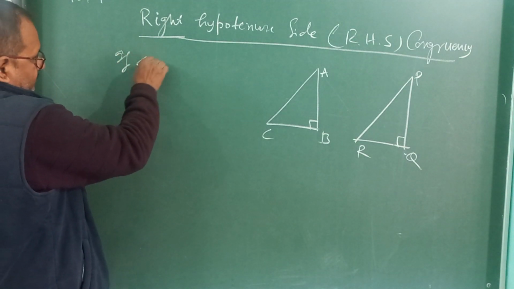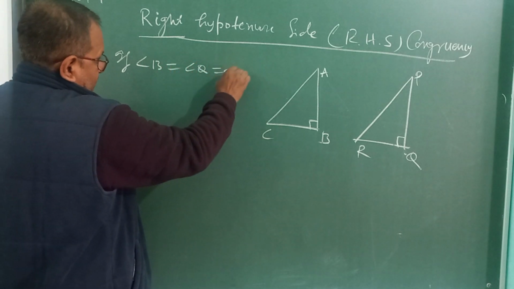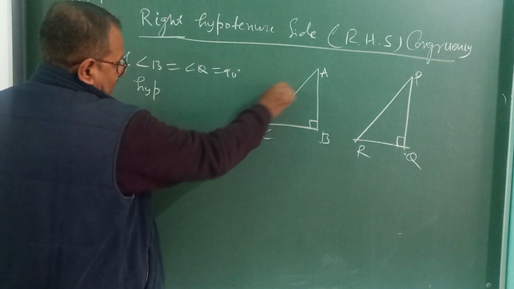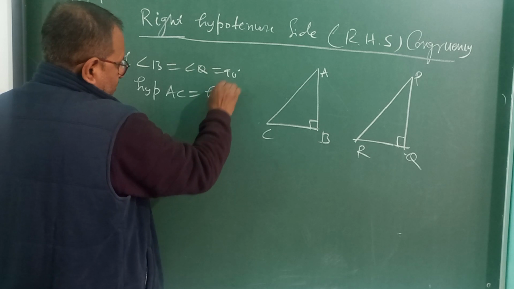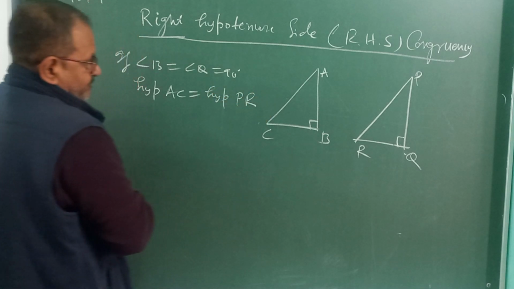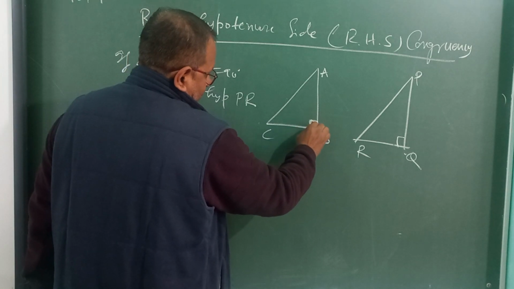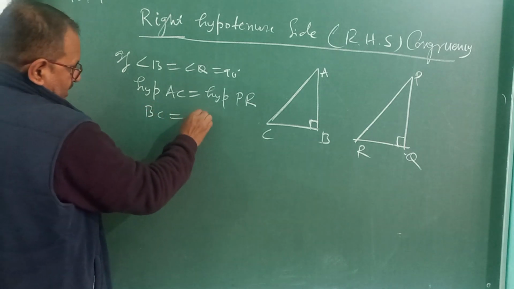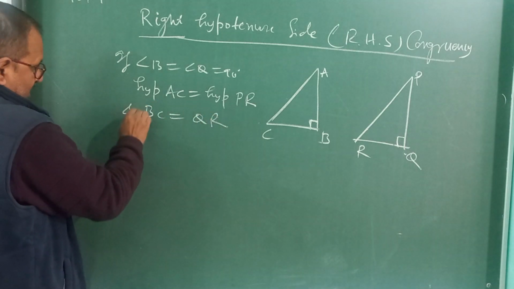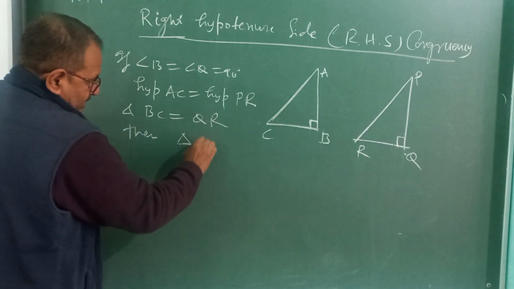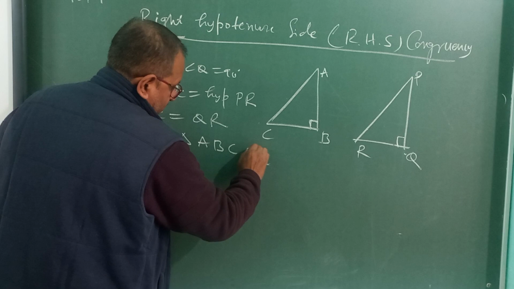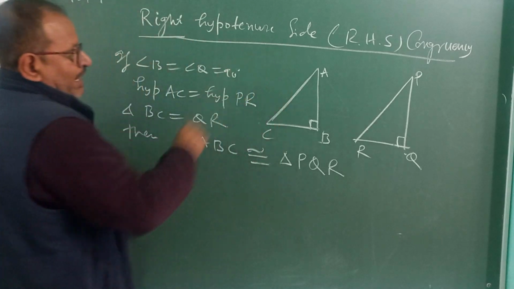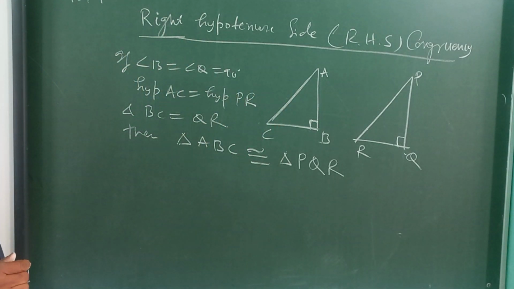So if angle B is equal to angle Q, 90 degrees, one angle 90. Next, hypotenuse AC is equal to hypotenuse PR. One angle 90 degrees, hypotenuse are equal in both the triangles, and side BC is equal to QR. Then we can write triangle ABC congruent to triangle PQR by RHS condition of congruency, RHS rule of congruency.